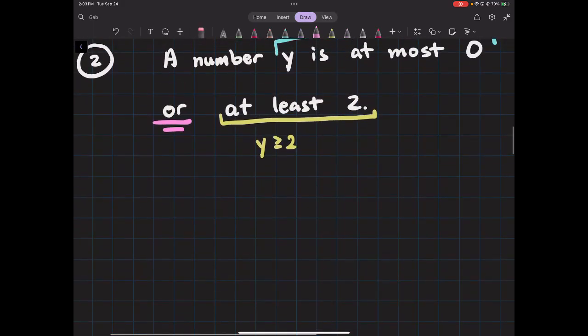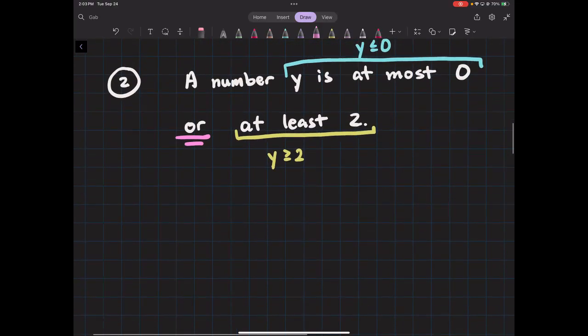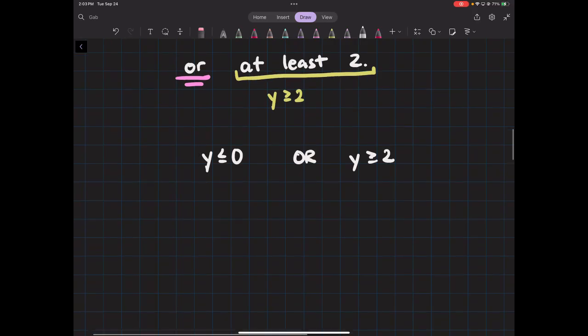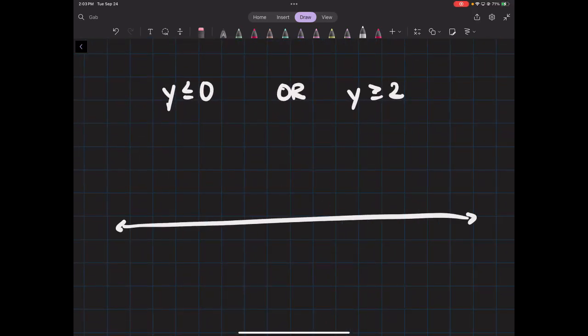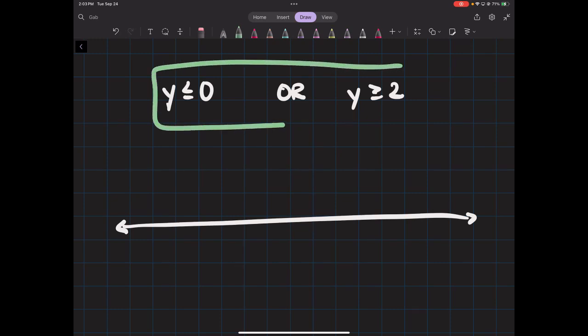Here, let's take a look at the graph. You guys see this? y is less than or equal to 0, or y is greater than or equal to 2. Right? So when you graph it, for this one, you just write the word "or." You cannot combine them because it will not make any sense if you do. So that's the answer.